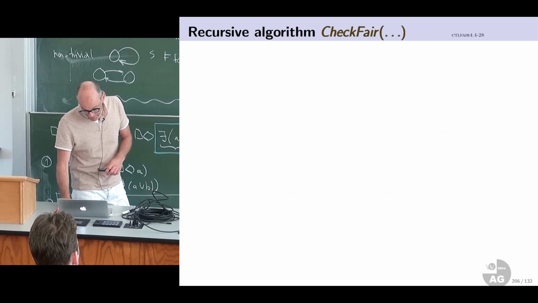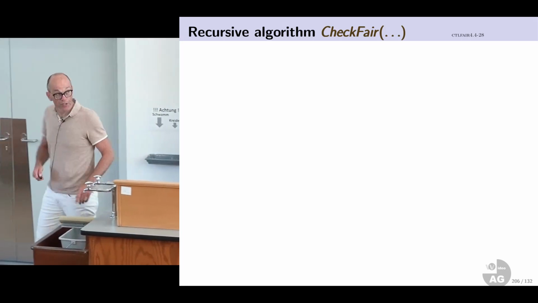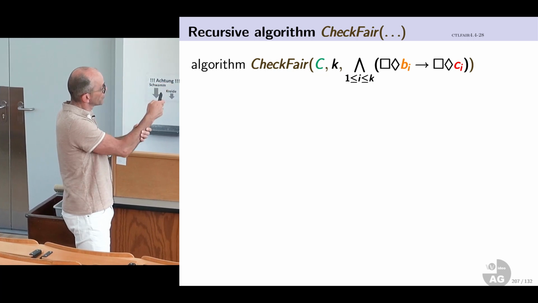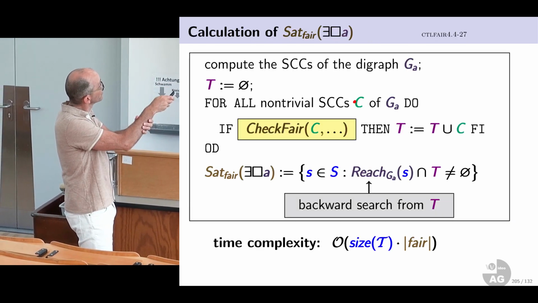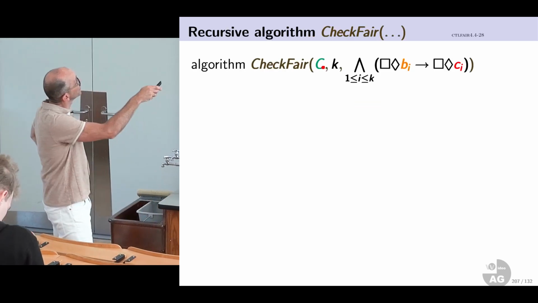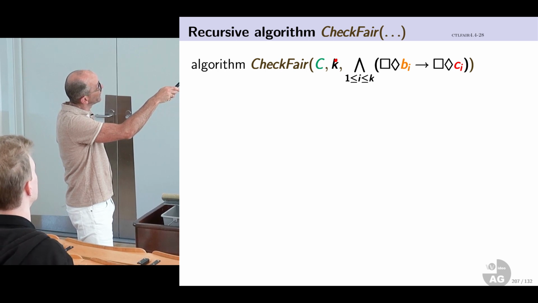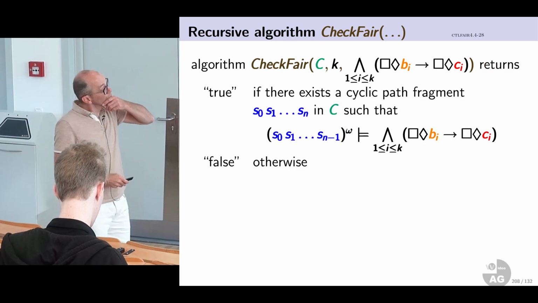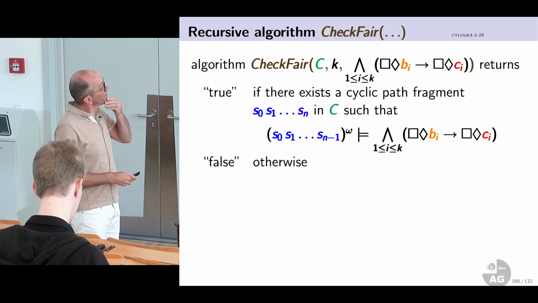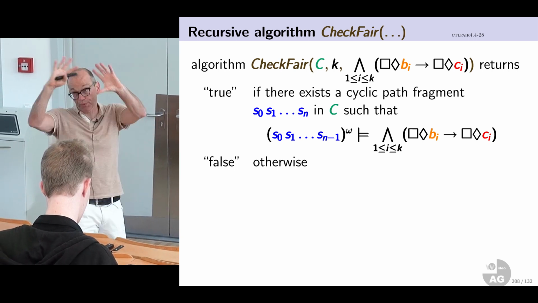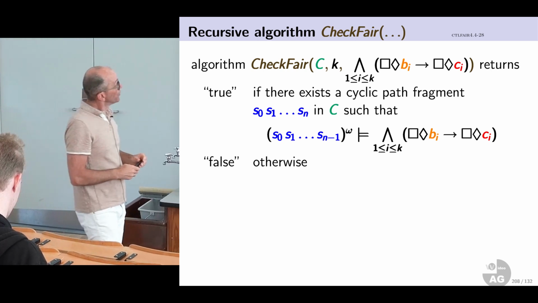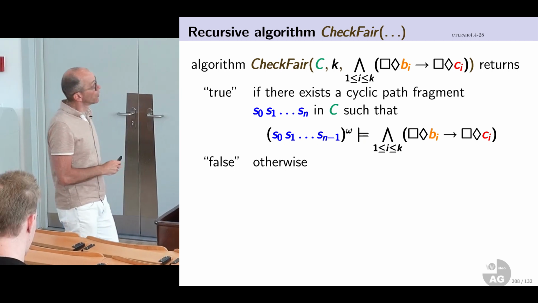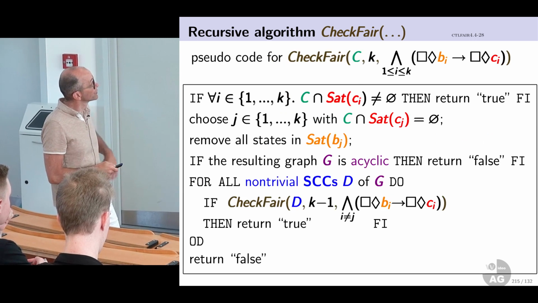Good, let's look at this check fair. So this is a recursive algorithm that looks as follows. I want to check C. What was C? If you go back, C is a strongly connected component. So I want to check whether a strongly connected component, given the number of fairness constraints, and these are all the K fairness constraints, gives true. That's the intuition: if there exists a cyclic path fragment in this component, or there is a subgraph in this strongly connected component, which is, of course, connected, that is, this path that satisfies all the strong fairness assumptions, and otherwise it gives you false.